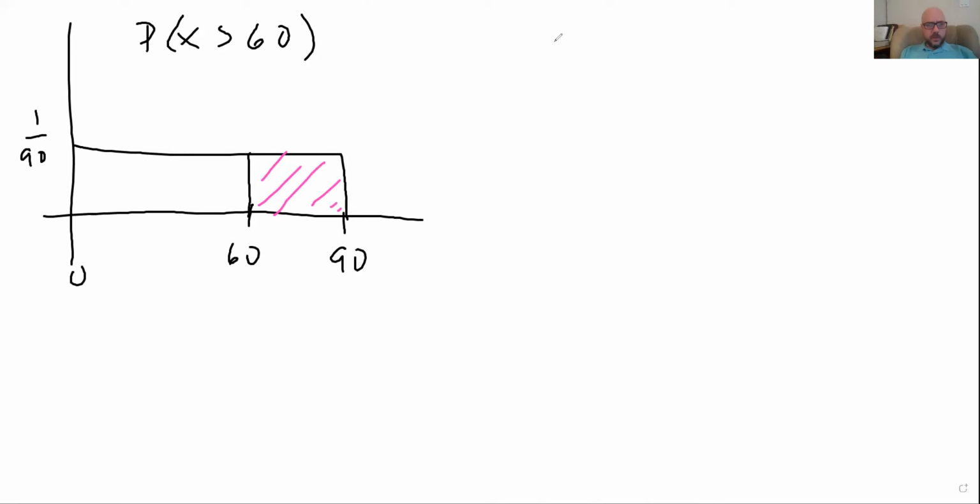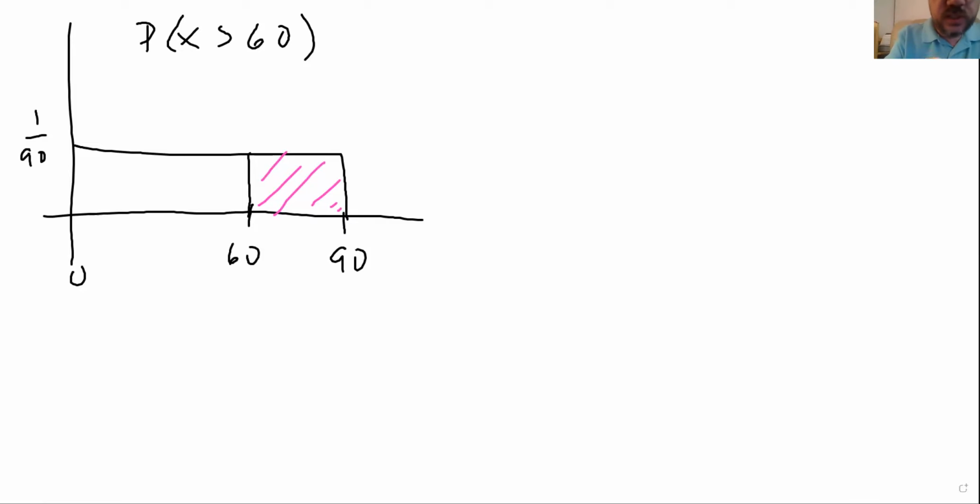So the way I'm going to find that is by finding its area. Remember that probability equals area. So if I want to know what the probability of landing in the pink region is, I find the area of the pink region, and that's it. So this is a rectangle, and the base is from 60 to 90, which is 30 units, and the height is 1 over 90, and so I multiply it, and then I'm done. Like that's literally it.